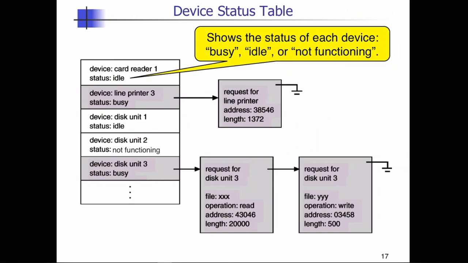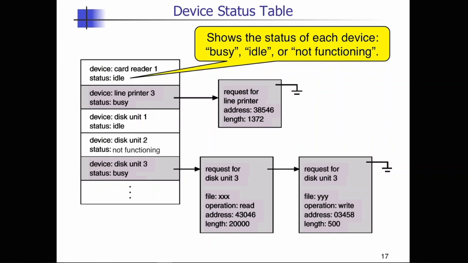So a typical device status table is shown over here. For example, there are several devices, and each device and its status is listed. We could have card readers, line printers, and so on, and we can have the status showing as either busy, idle, or not functioning. And the processor is going to maintain all these requests in a table form and service them based on some sort of algorithm, or based on whichever request comes first, which is handled by the operating system.